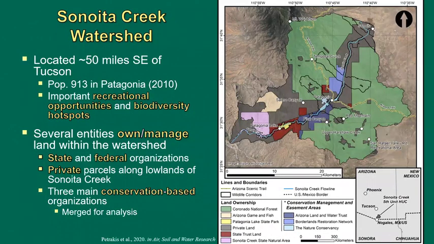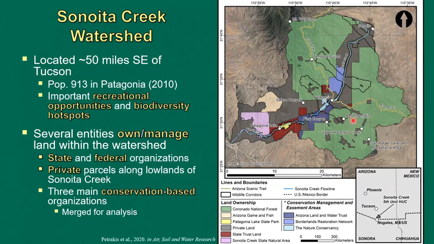Our study site was the Sonoita Creek watershed. It's located about 50 miles southeast of Tucson, and has a population of roughly 1,000. There are several important recreational opportunities and biodiversity hotspots within the watershed. For example, let me pull up my laser pointer here. The Arizona Trail runs from the north and up through the east of the watershed. There's a collection of wildlife corridors that connect the Santa Rita Mountains to the northwest, to the Patagonia and Huachuca Mountains in the southeast through here.